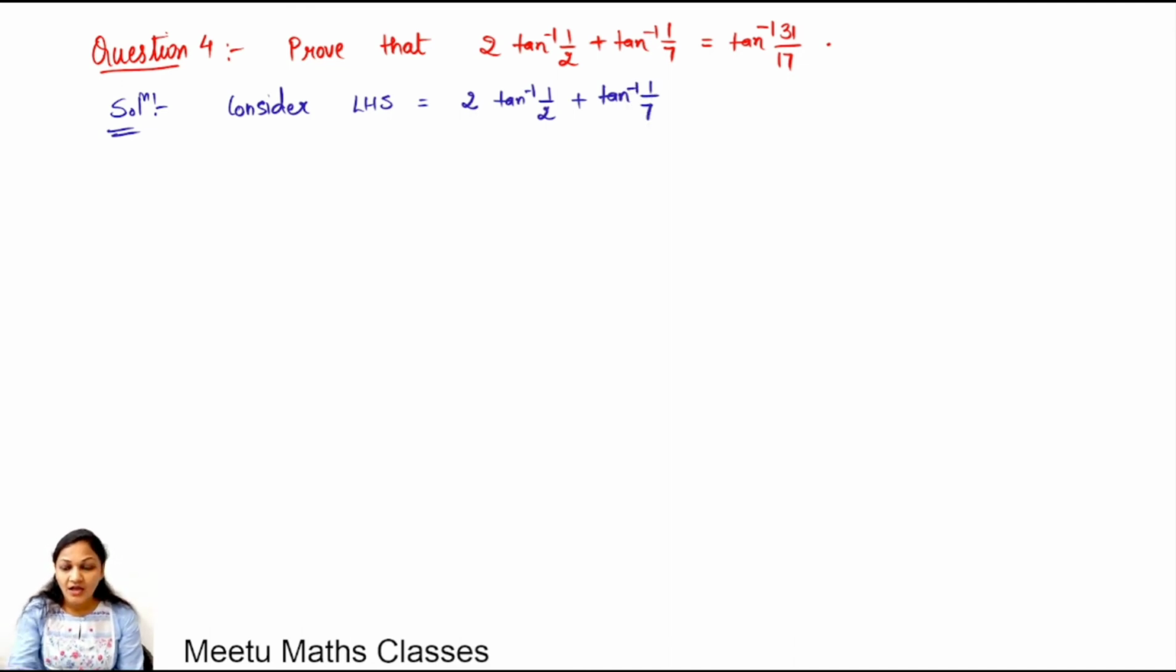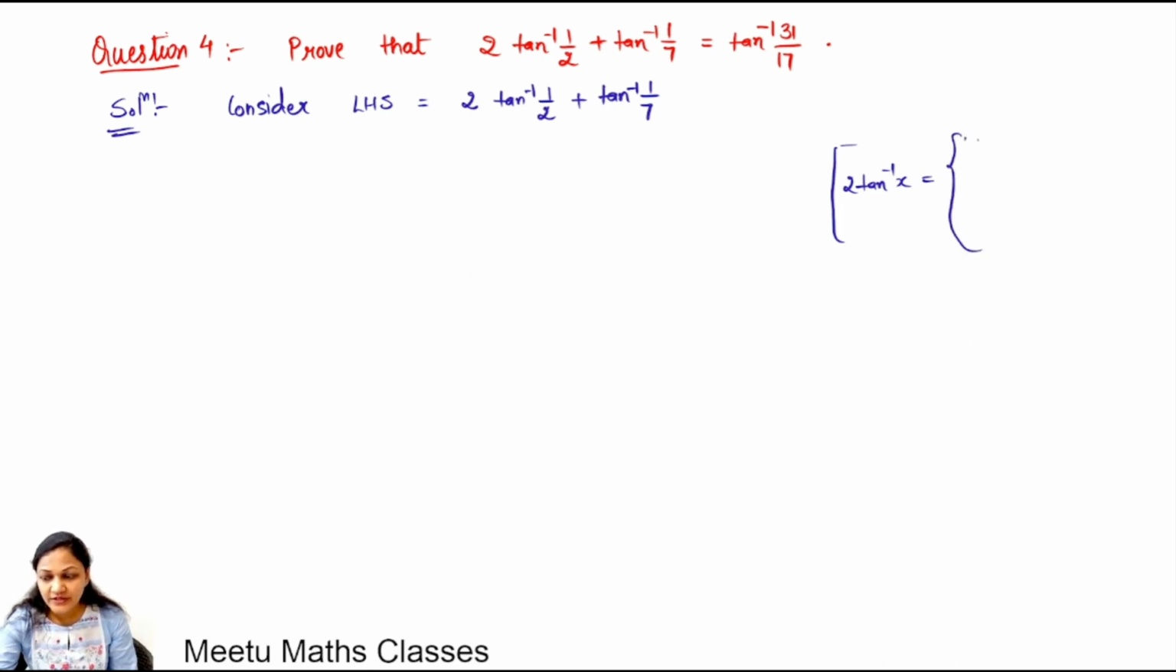Okay, now there is an identity. If you have to change 2 tan inverse x, what can you write it as? You can write sine inverse of 2x upon 1 plus x square. You can write cos inverse of 1 minus x square upon 1 plus x square. And you can write this 2 tan inverse x as tan inverse of 2x upon 1 minus x square.